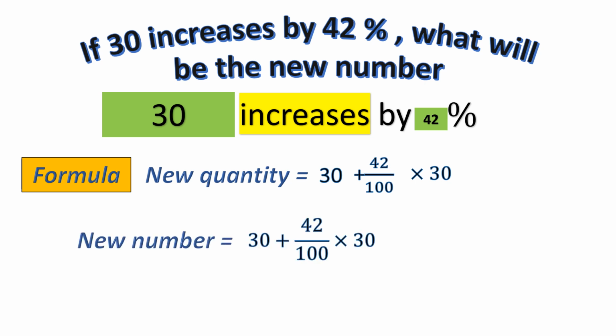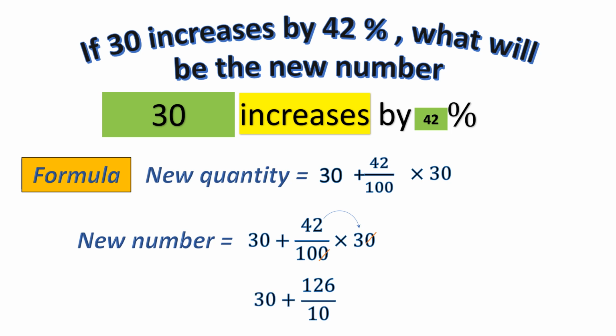So the new number is, we can also do this calculation before doing the addition. We must do the multiplication first according to BODMAS, since we do not have a bracket here. So in the fraction multiplication, we can just cancel this 0 with this 0, and 42 can be multiplied with 3. So in that case, we get 126 by 10.